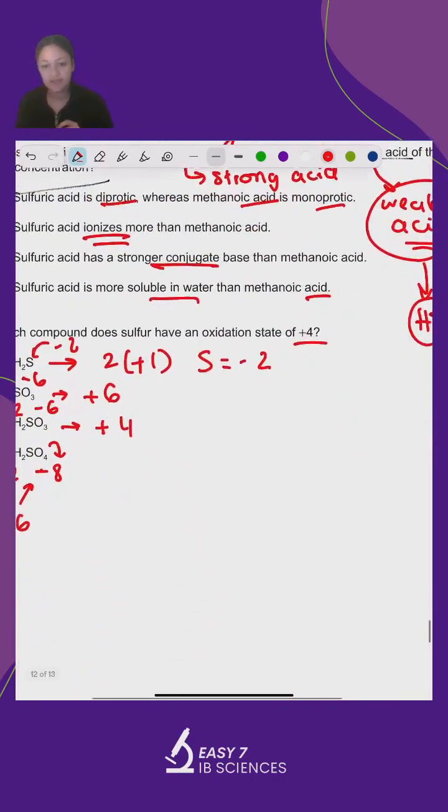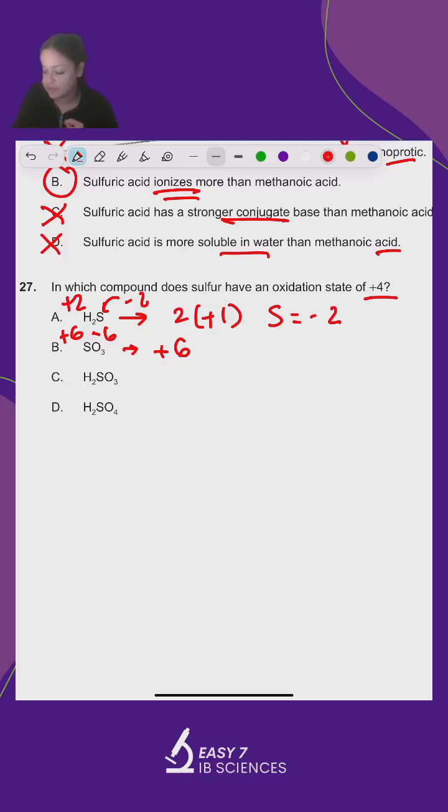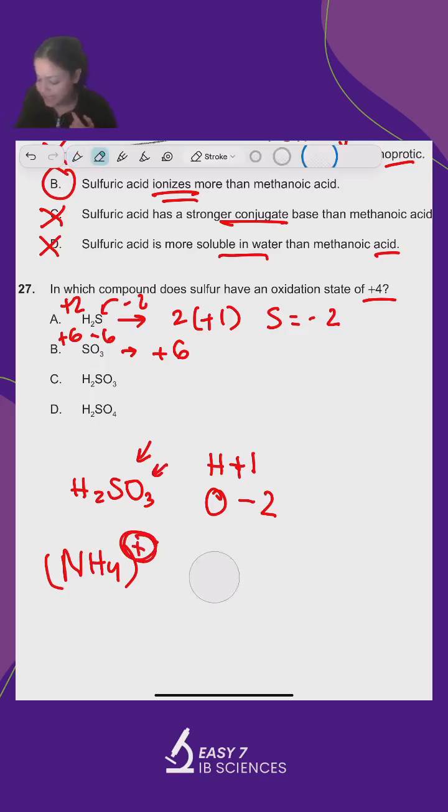So to find the oxidation state of something, I'm going to go through a few examples here. For H2SO3, the rule is hydrogen always has an oxidation state of +1, and oxygen always has an oxidation state of -2. Another rule you have to obey is that if the molecule doesn't have a charge on it, for example, NH4 with a plus, then it has a neutral charge. So therefore, the charges have to equal 0.